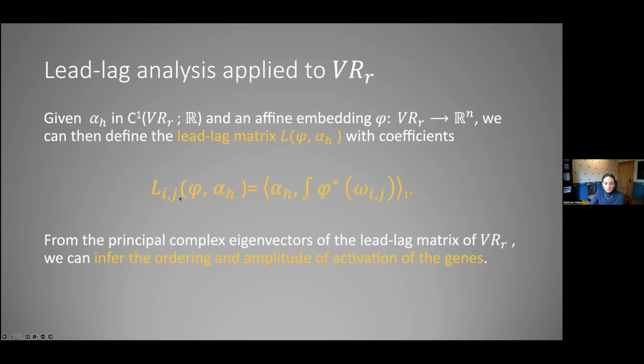This matrix L_ij is skew symmetric. It's not hard to see that it's skew symmetric, and therefore one can do a spectral analysis. You can look at what the complex eigenvectors are and so on. And by generalizing the lead lag analysis that was developed by Baryshnikov et al., you can see that by looking at the complex eigenvectors and the largest principal eigenvalues of this matrix, you can infer from that the ordering and the amplitude of the activation of the genes.